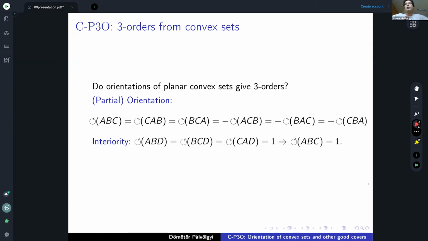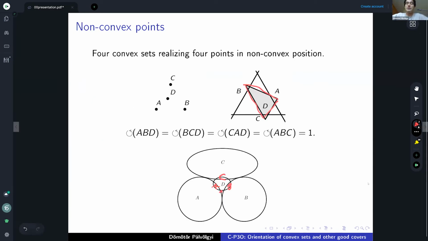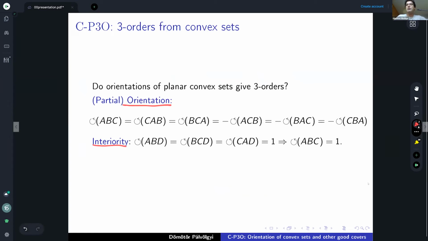But in fact, I haven't really proved that this orientation that I defined on planar convex sets gives a triple order. You remember what a triple order was? We said that it must have this orientation property that is obviously true. That's just a permutation of the labels. There will be no problem, but there's also another condition, the interiority condition. As you have seen here, it was satisfied for 4 sets, but is it true in general? In this particular case of 4 sets, it was true, but is it always true that if these 3 are oriented like this, then the last triple is also oriented like this? Yes, indeed, it's true. That's why I can call it a triple order.